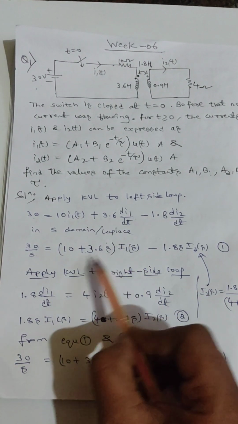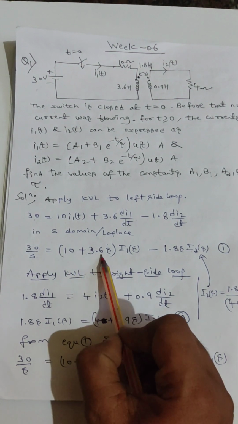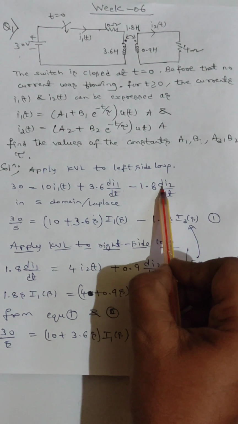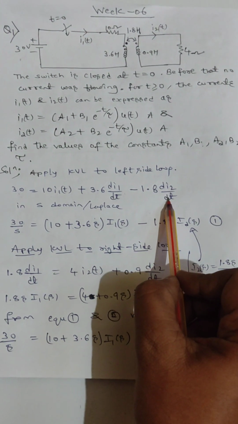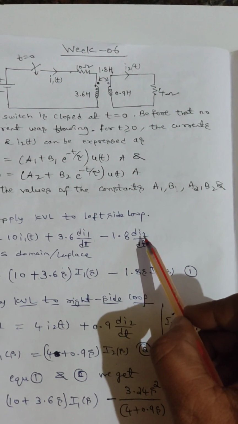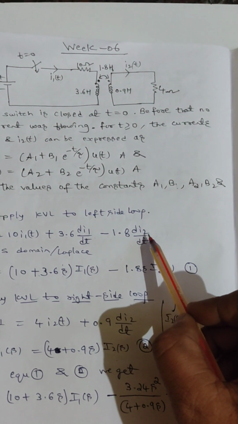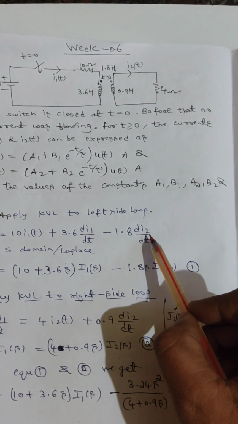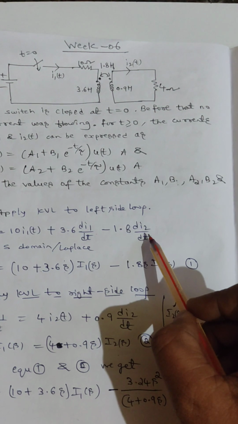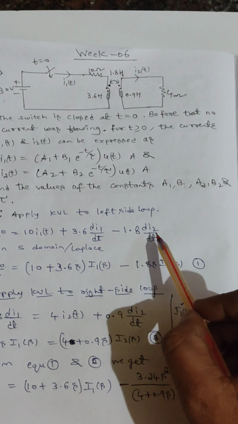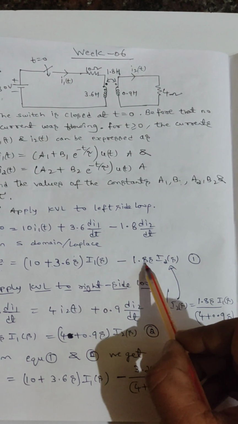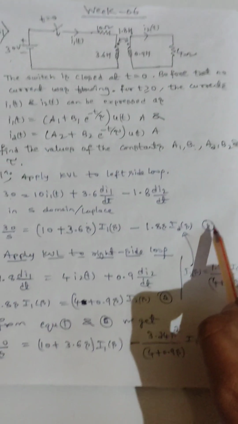Grouping I1 of S on one side, we get 10 plus 3.6 S times I1 of S, minus, similarly for this one also, dI2 by dt expands by the time differentiation property to S I2 of S minus I2 of 0 minus. But I2 of 0 minus is 0, because for t less than 0 the switch was open, which means no current flows. That's why we have not written I2 of 0 minus. So this becomes 1.8 S I2 of S. Take that as equation 1.